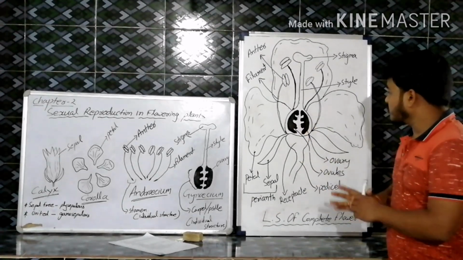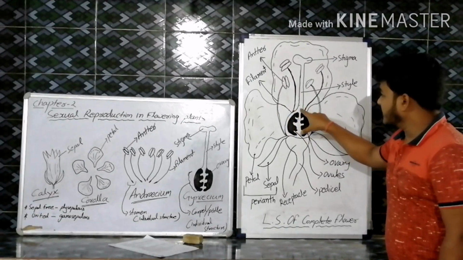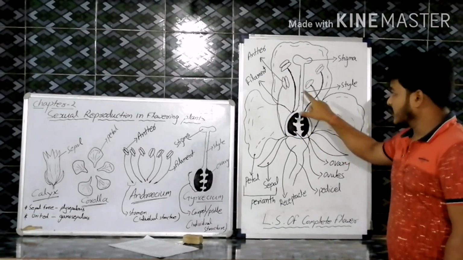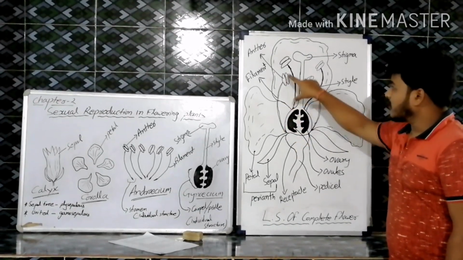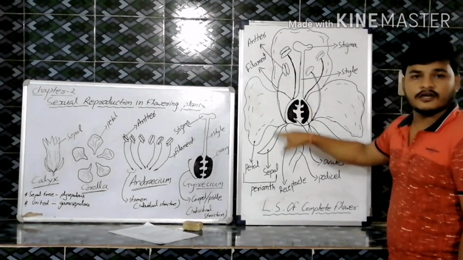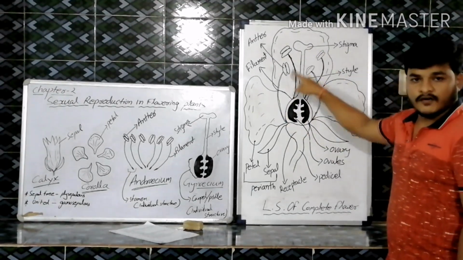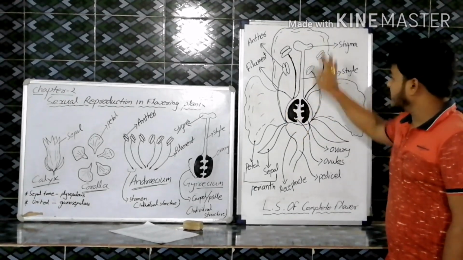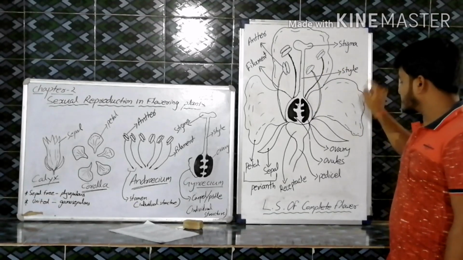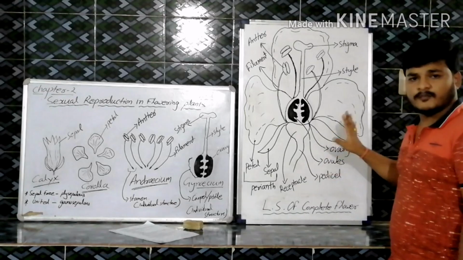And the next two whorls are your female reproductive part and the male reproductive part. The male reproductive part consists of an anther and a filament, and the total united structure is known as your stamen. The next one is your female reproductive part. It consists of three parts: your stigma, your style, and your ovary. And the ovary contains ovules in the reproductive structure.